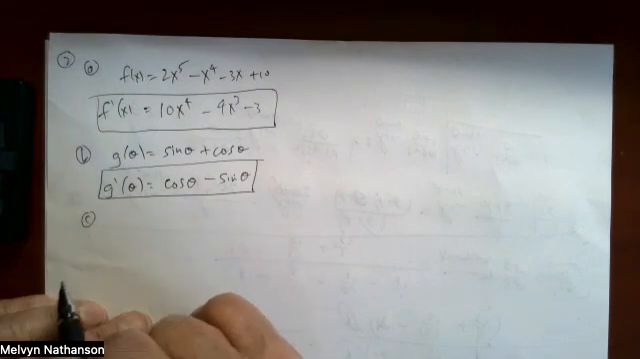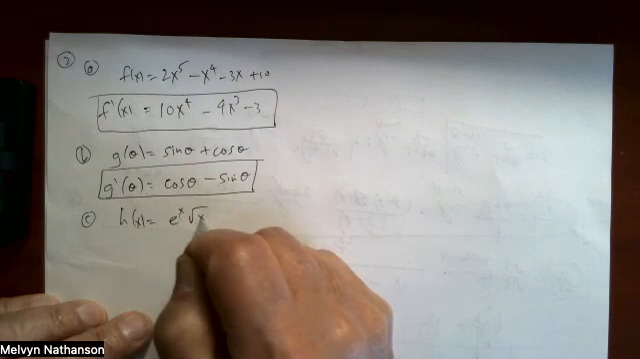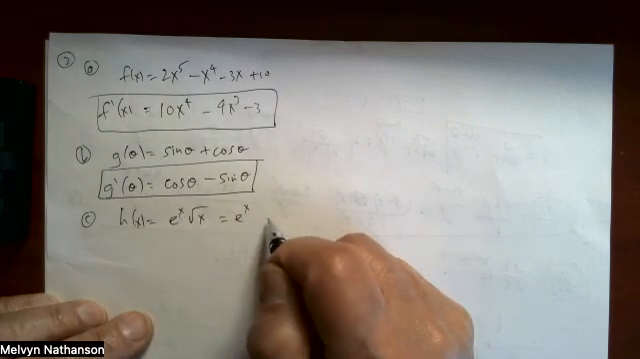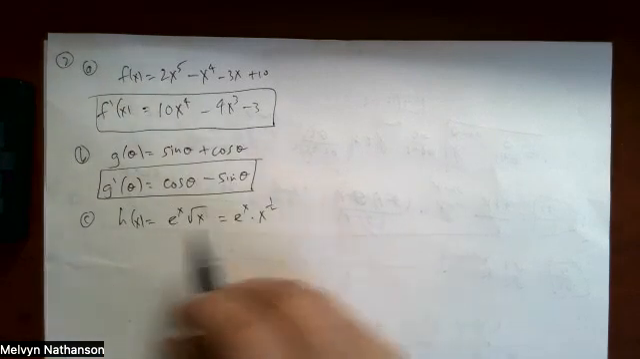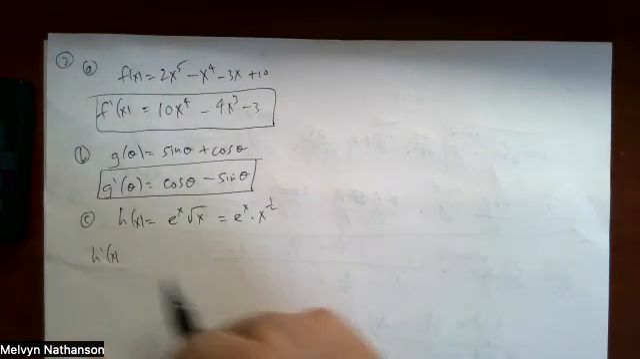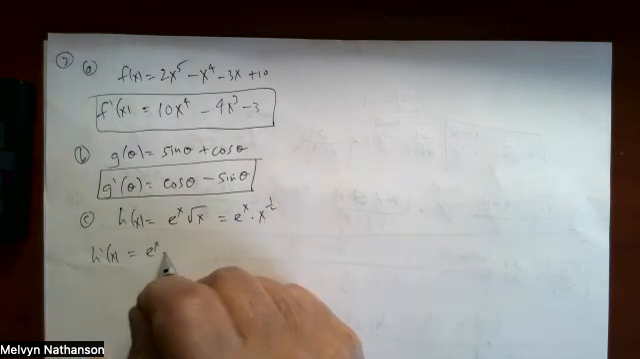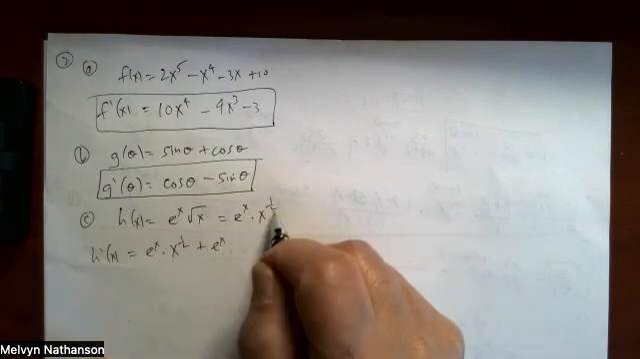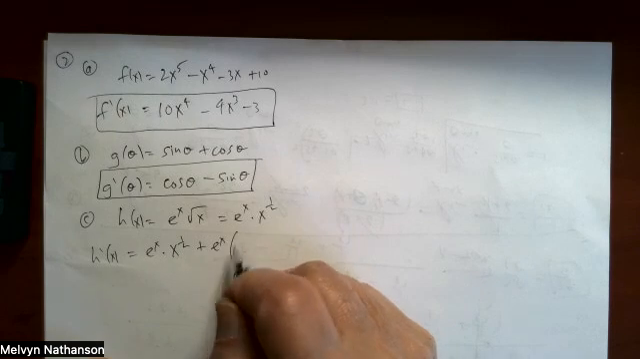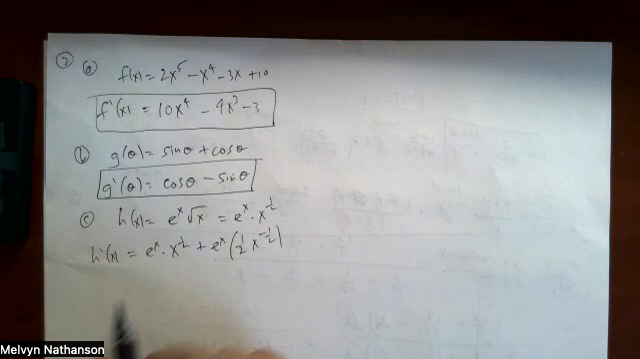Part C, we have the function h of x equals e to the x square root of x. Or if you like, e to the x, x to the 1/2 power. So this is a product, so use the product rule. H prime of x is the derivative of e to the x, which is e to the x, times x to the 1/2, plus e to the x times the derivative of x to the 1/2, which is 1/2 x to the minus 1/2.